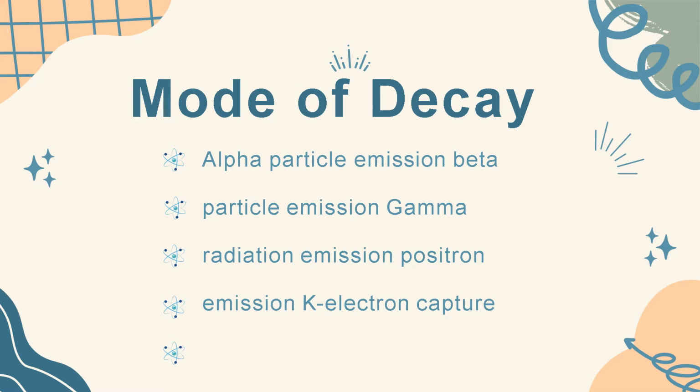Okay, so we have alpha particle emission first, and then the second we have beta particle emission. Third is the gamma radiation emission. And the fourth is about the positron emission. And the fifth is the K electron capture. Okay, so in the next slides, we will differentiate these modes of decay.